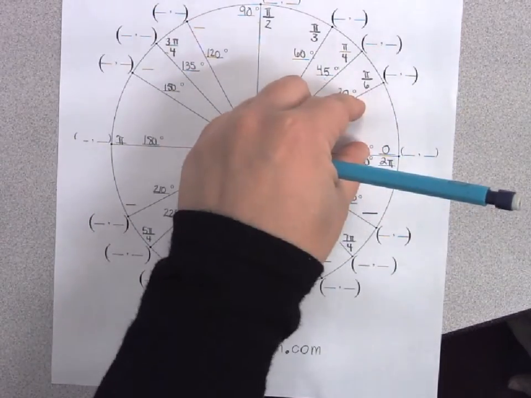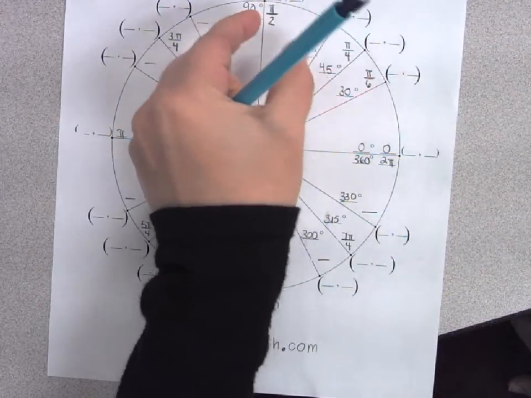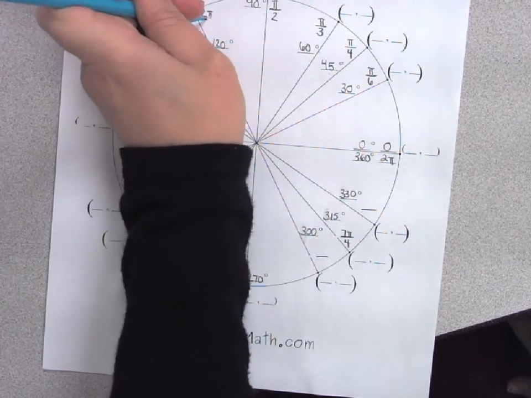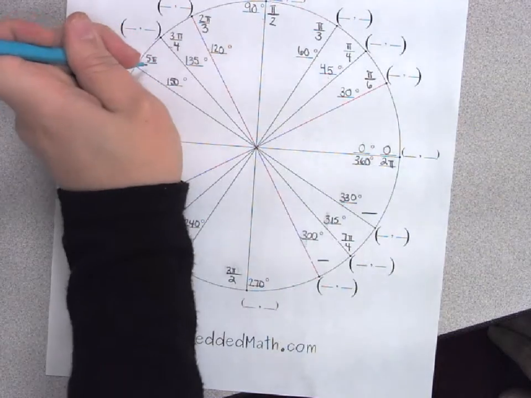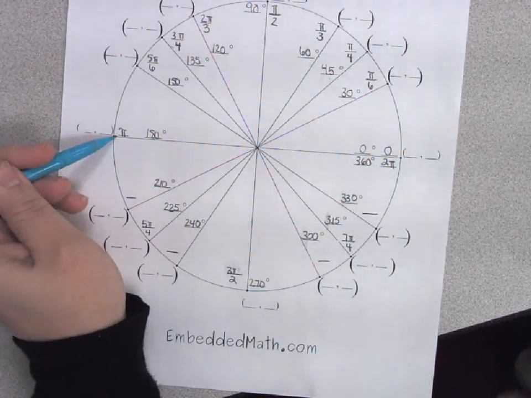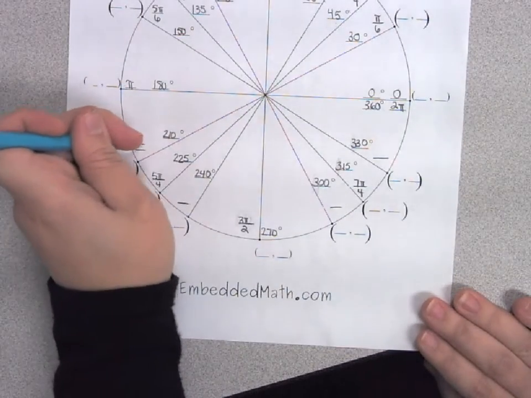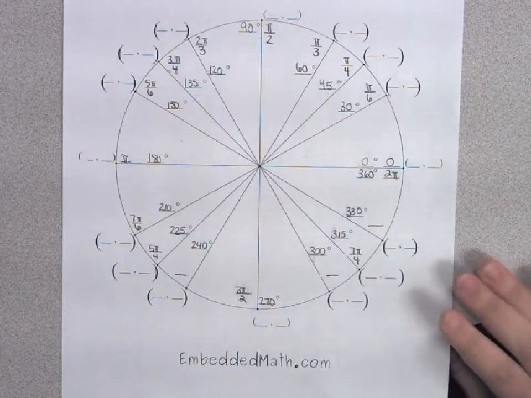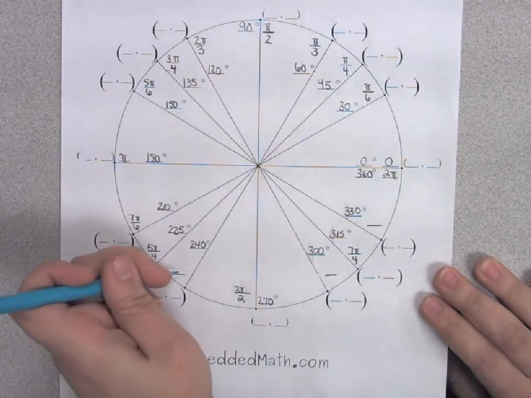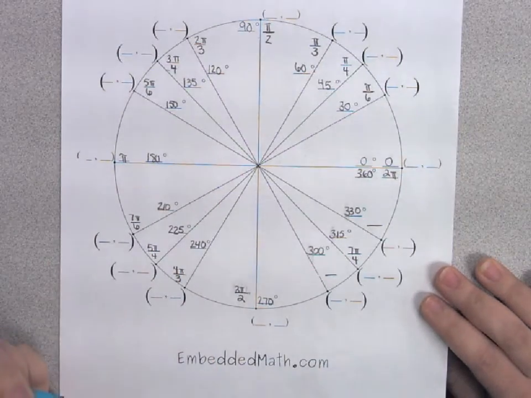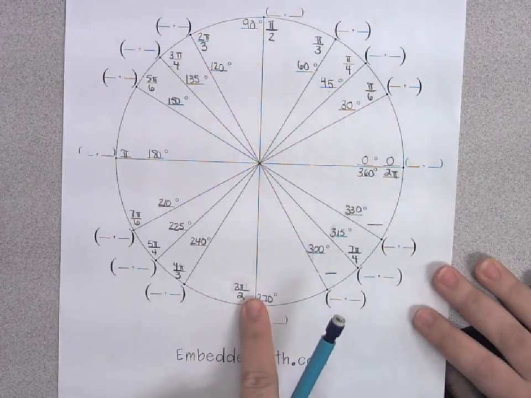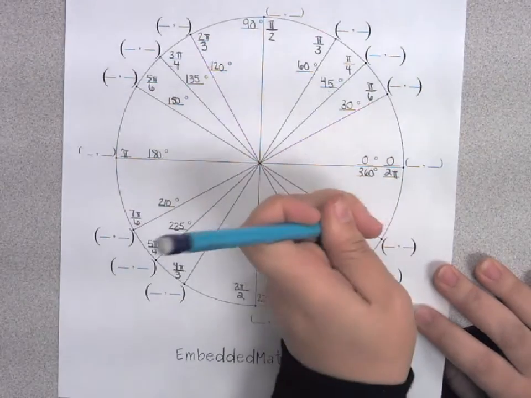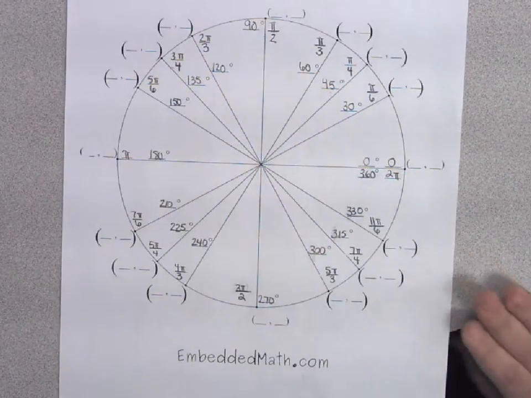Also, 1/6, 2/6, 3/6, which is half. 4/6, which is 2 pi over 3. 5/6, 6/6, which is pi. 7/6, 8/6, which is 4 pi over 3. 9/6, 10/6, which is 5 pi over 3. 11/6, 12/6. Done.